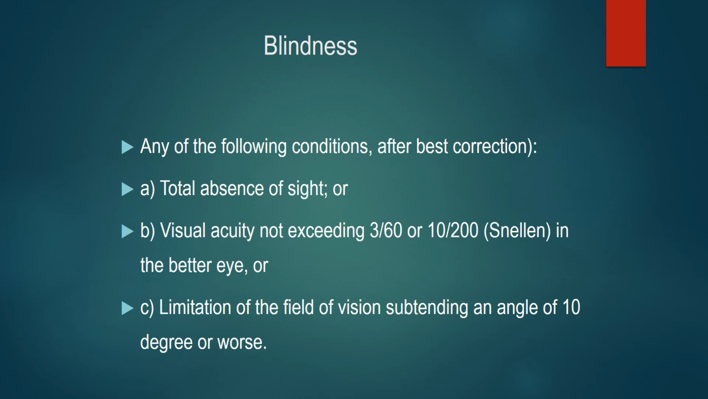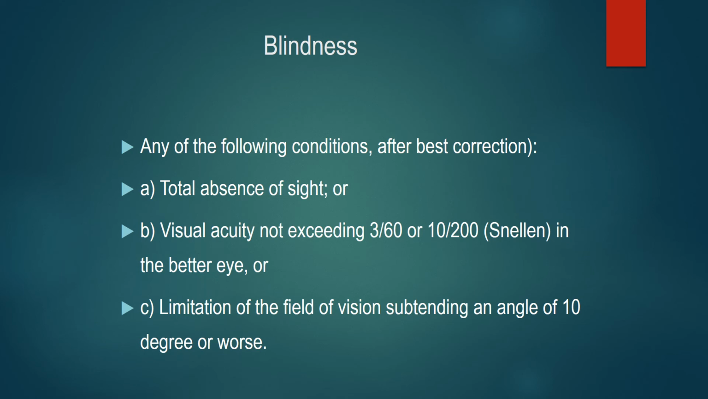It means their visual acuity is affected or impaired. The same thing in feet is 10 by 200. This is the second condition for blindness. If the visual acuity is not exceeding 3 by 60 meter, then the person will be blind.